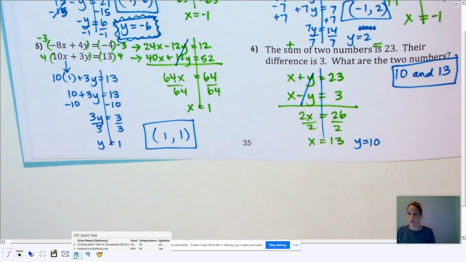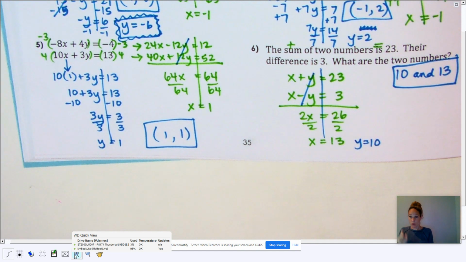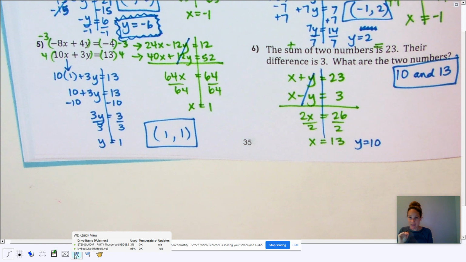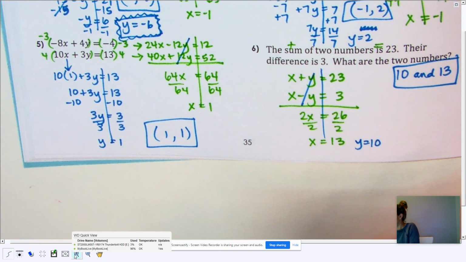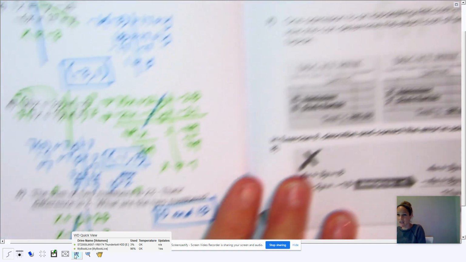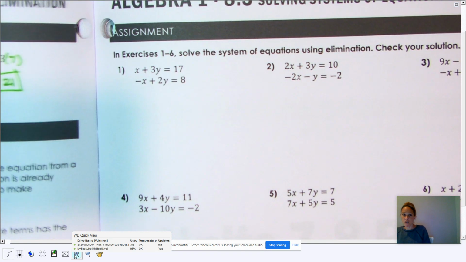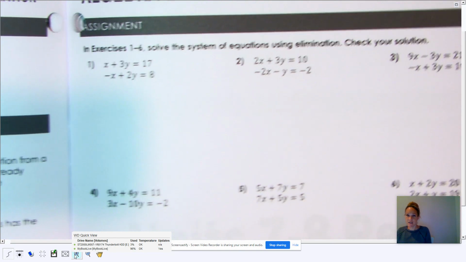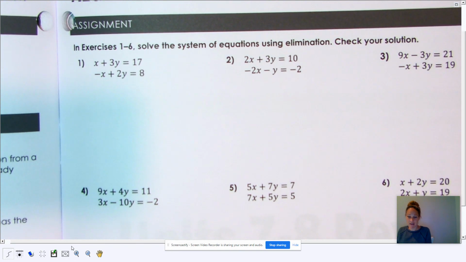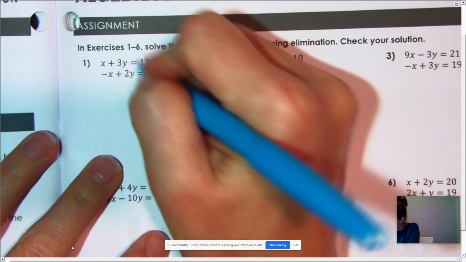Okay, now on to the warm-up, or sorry, we did the warm-up, we did the notes, we did the practice problems. Now we're going on to your homework. We're just going to do the odd problems for the sake of time and because you guys need something to practice on your own too. All right, question number 1. These ones are set up super nice. They're going to eliminate for us.